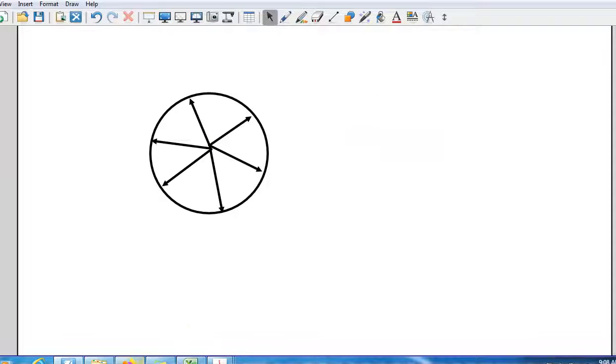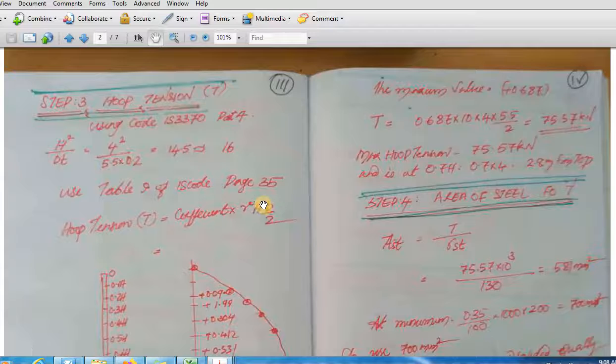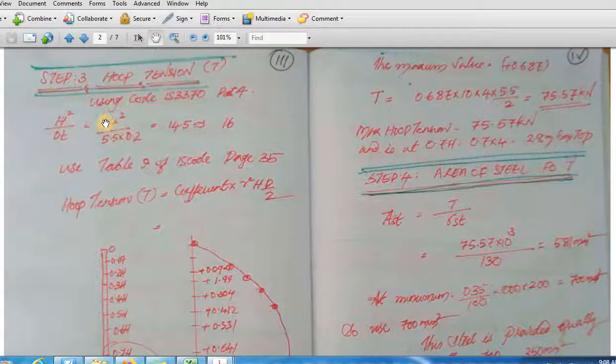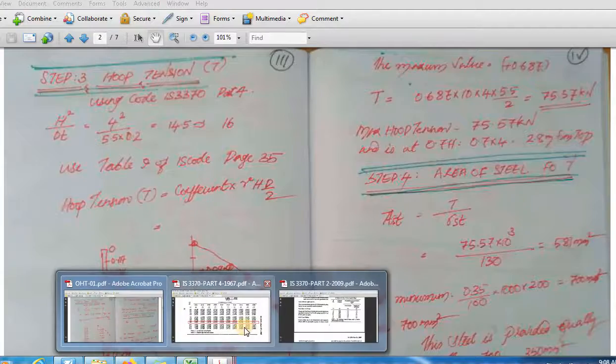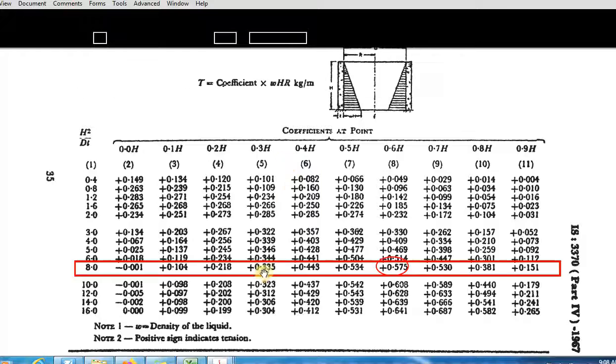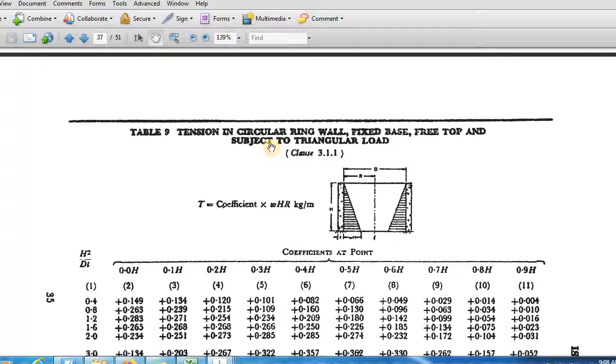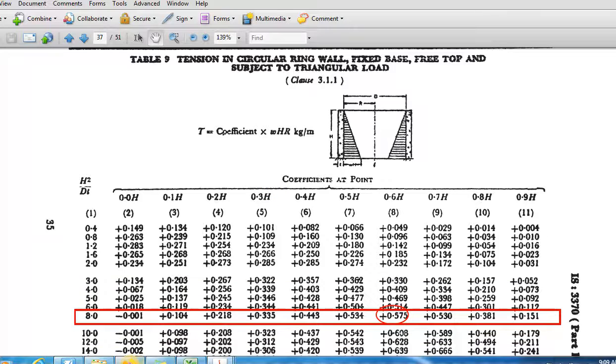So let us see now what that is. As per the code, for the bending moment coefficients for hoop tension T as well as the moment, we have to use H square by dt, which is the parameter. You will get it from the code IS 3370 part 4. Since it is an overhead tank, you will be taking the case of tension in circular, table number 19. This is the catch here: fixed base and free at top. This is what we need to take, fixed base.